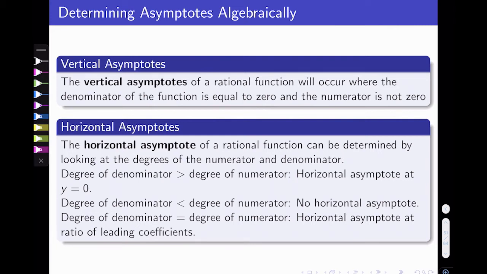The horizontal asymptote of a rational function can be determined by looking at the degrees of the numerator and denominator. And so there's three cases. If the degree of the denominator is larger than the degree of the numerator, the rational function has a horizontal asymptote at y equals 0. If the degree of the denominator is less than the degree of the numerator, there's no horizontal asymptote. And if the degree of the denominator equals the degree of the numerator, the horizontal asymptote is found by taking the ratio of leading coefficients.